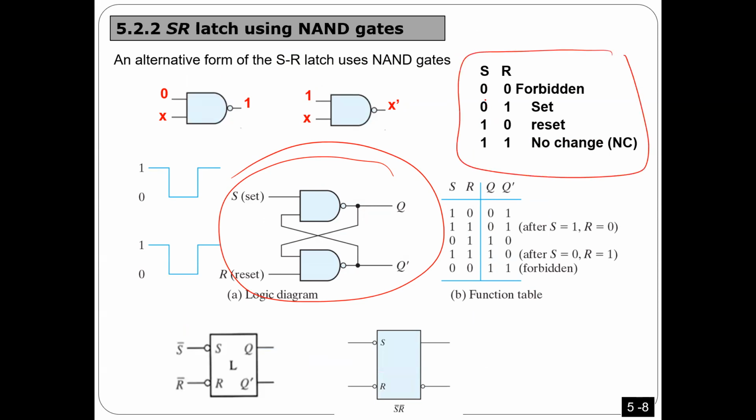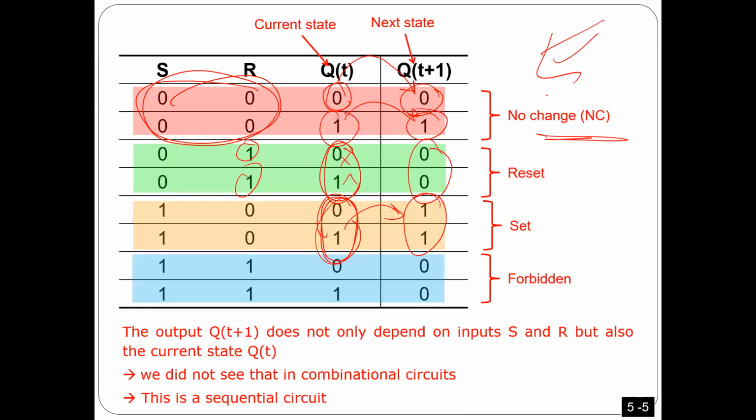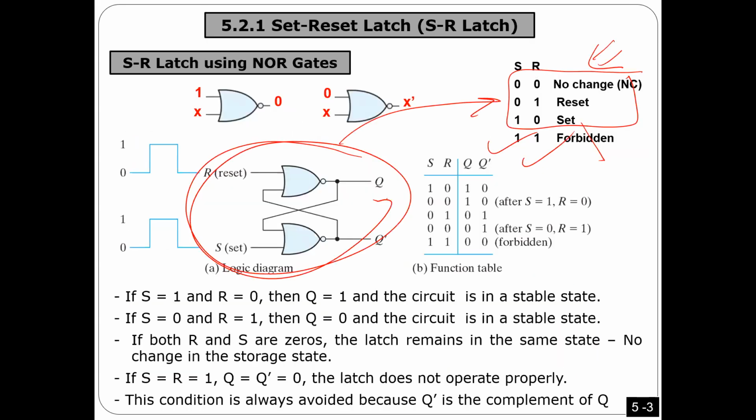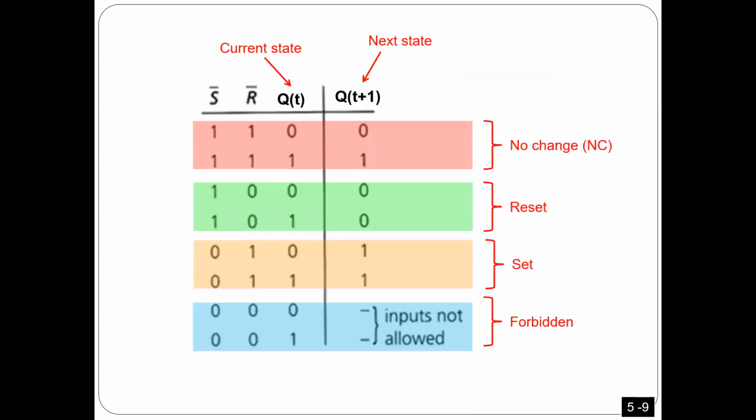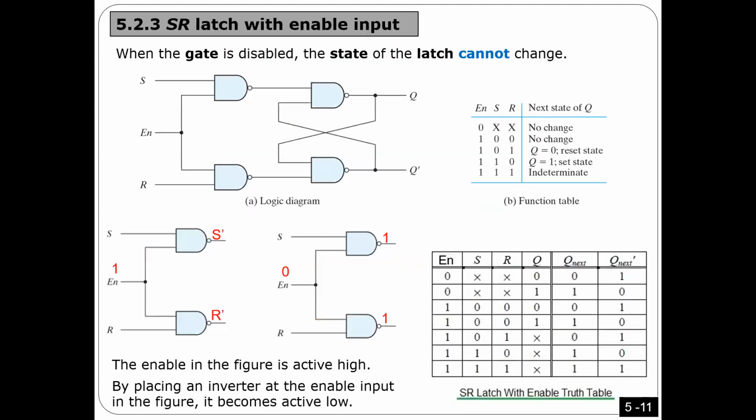As you see here, when S is 0, it's going to make a set. When R is 0, I'm going to make a reset. 1, 1, no change. 0, 0 is the forbidden, not 1, 1. So it's exactly the same thing, but we just made some changes here. Instead of active high, it becomes active low. Any questions?